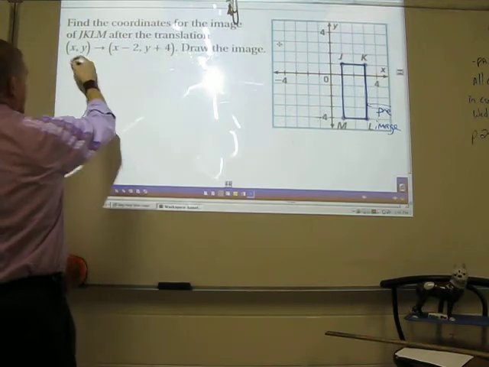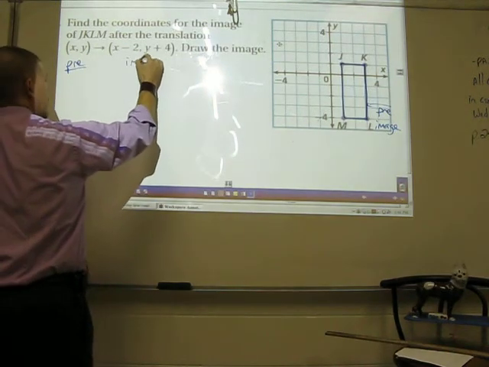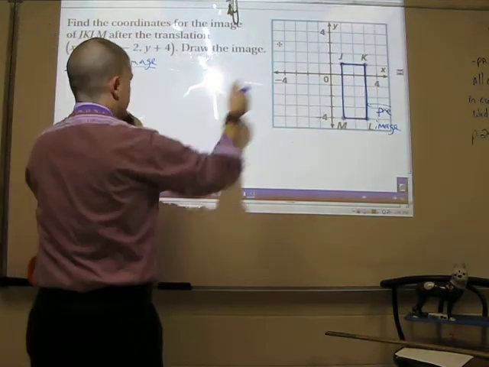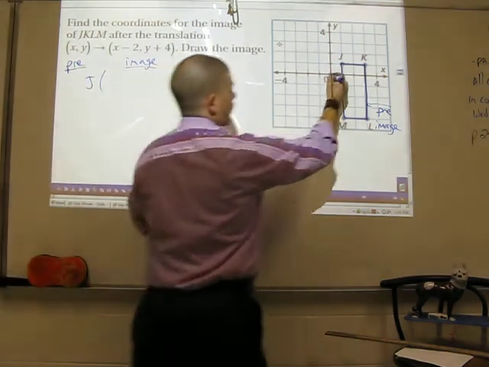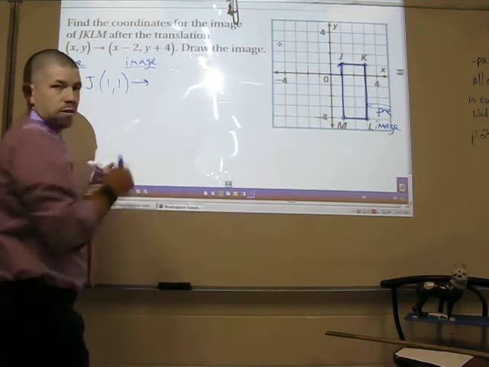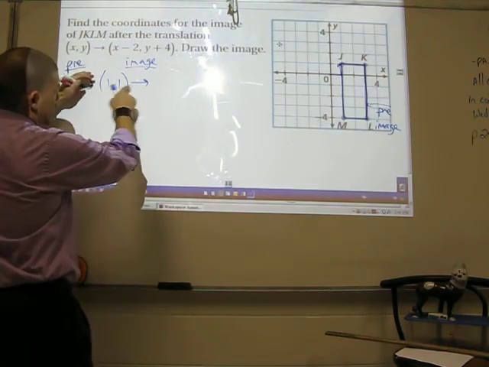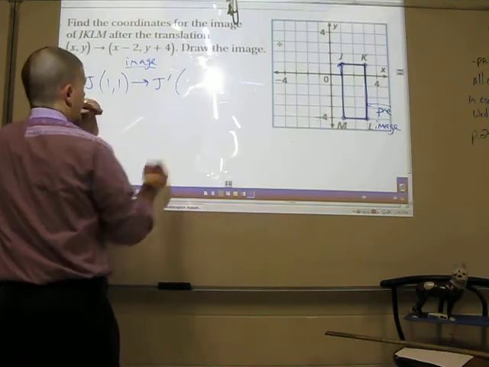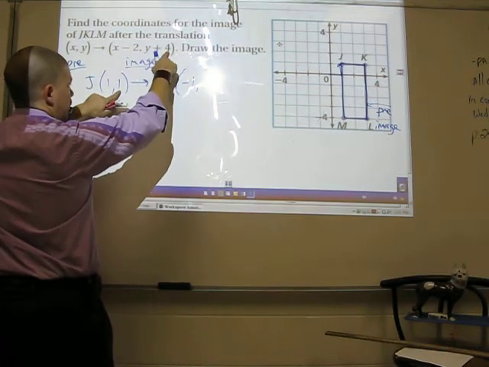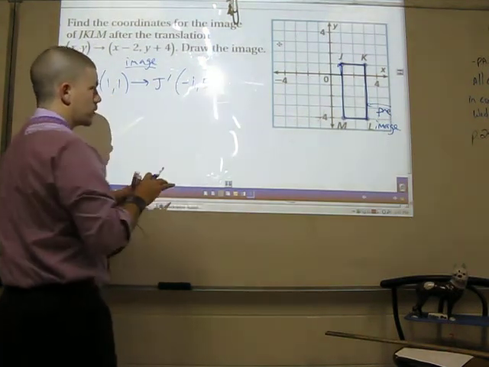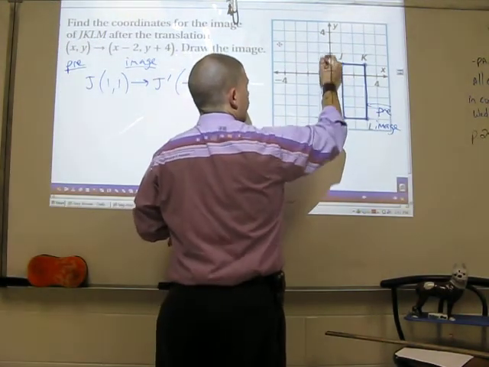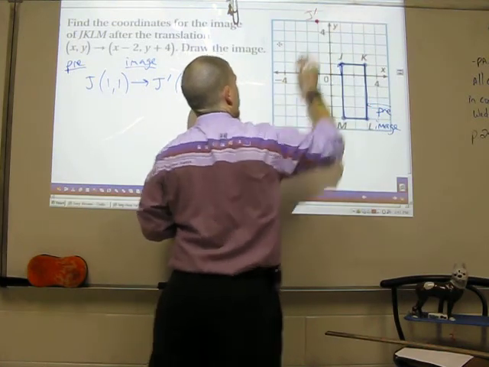And this is how we move it. So this is the pre-image, and this is the image. So how do I move it? Well, I take my X and I subtract 2. So point J is at a what? A (1, 1). So arrow notation, that's what that's called. Arrow notation says that J prime would be at what? Well, 1 minus 2 is negative 1. And then 1 plus 4 is 5. So I'm going to draw with a slightly different marker, and I'm going to plot J prime at (-1, 5) right there, and I'm going to call that J prime.